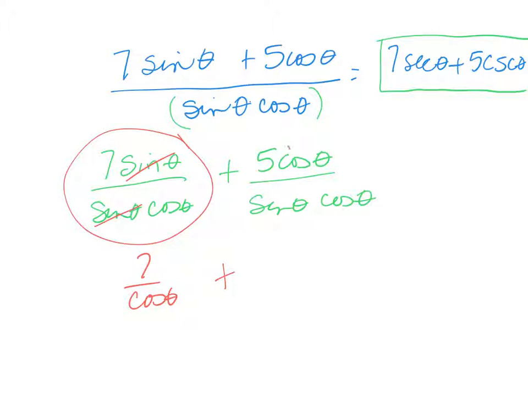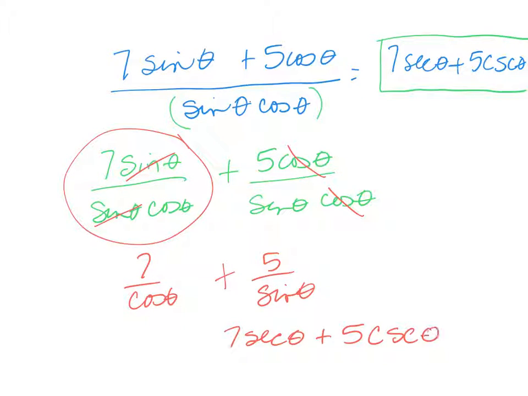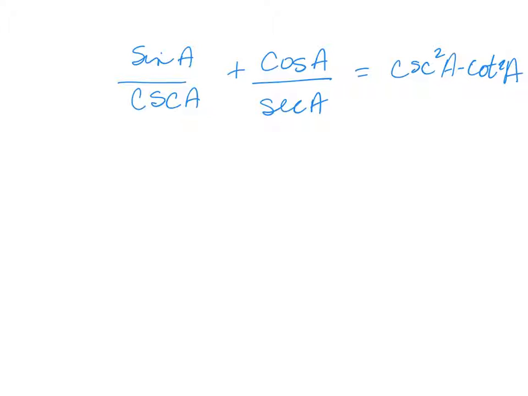And here the cosines can cancel. And we have 5 over sine of theta. Well, when cosine's in the basement, we can bring them upstairs. Who's cosine's cousin? Secant. So this is 7 secant of theta plus 5. Who's sine's cousin? Cosecant, right? And isn't that equal to the guy up there? So I see sine over cosecant.